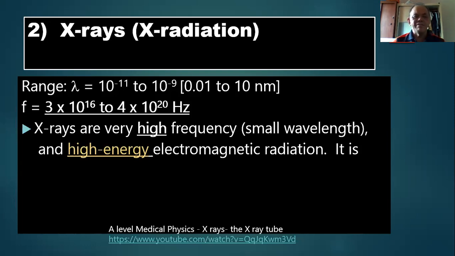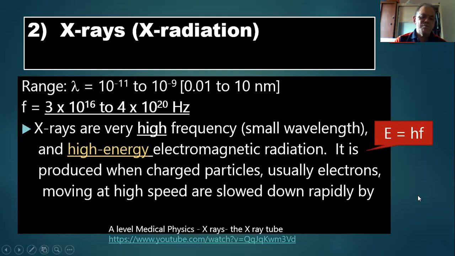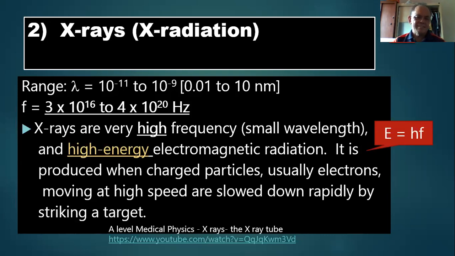Remember, we are thinking of X-ray as a photon. E equals hf. High frequency means high energy. It's produced when charged particles, usually electrons moving at high speed, are slowed down rapidly by striking a target. The electron is slowed down when it strikes the target, and then X-ray is produced.